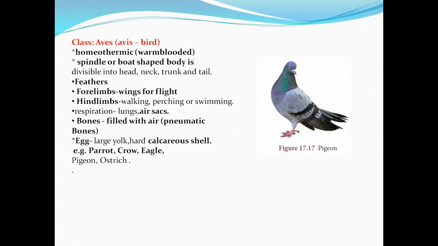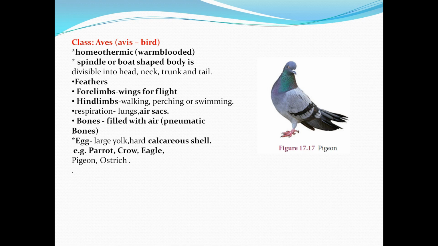The next class is Aves. Aves means birds. Birds are homeothermic or warm-blooded organisms. Homeothermic means they can maintain their constant body temperature irrespective of the external temperature. Their body is spindle or boat shaped, and it is divisible into head, neck, trunk and tail. The body is covered by feathers, and their forelimbs are modified into wings for flight. The hind limbs are modified or adapted for walking, perching or swimming.